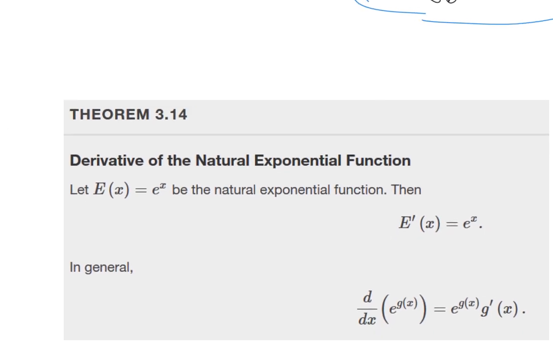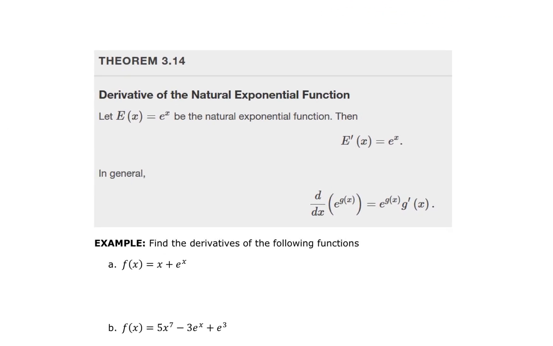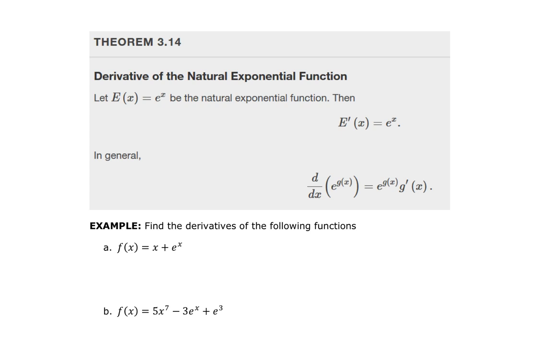Okay, so here is what we have as our theorem of the derivative of the natural exponent. If we have the function f of x is equal to e raised to the x, then its derivative is e to the x. Now here's where the chain rule comes into place. If I have the derivative of e to some function of x, then it's going to be e raised to that function multiplied by the derivative of that function.